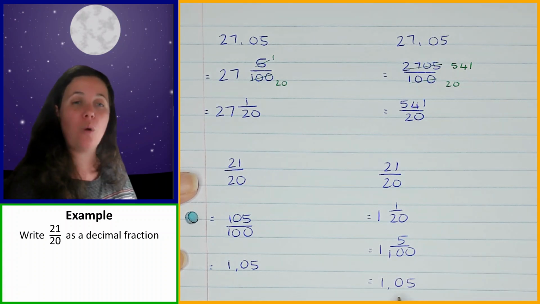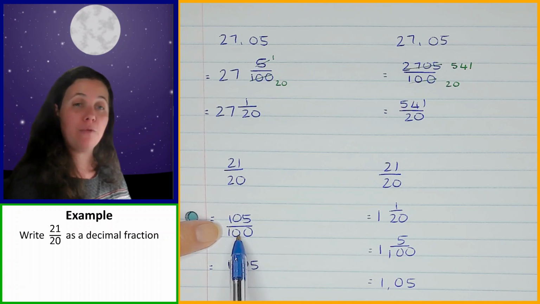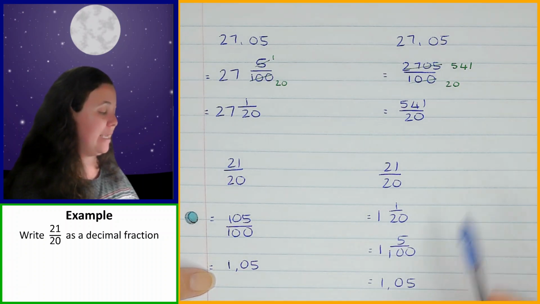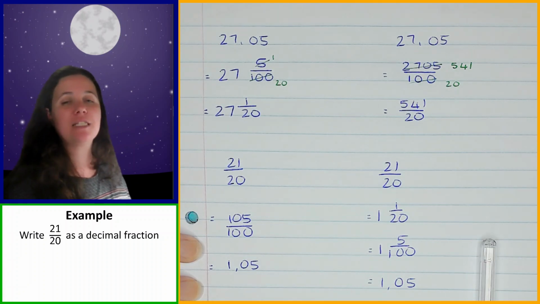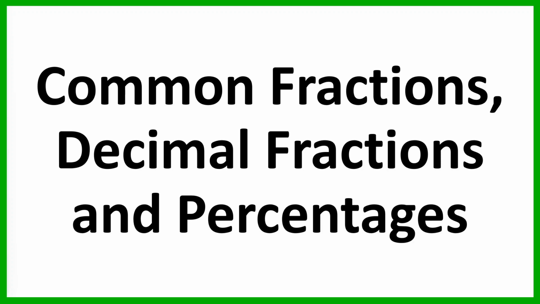So that is another way of doing it as well. You can work with it as an improper fraction and do it like that, or you can convert it first to a mixed number and then change it to a decimal fraction from there. Either way is fine.